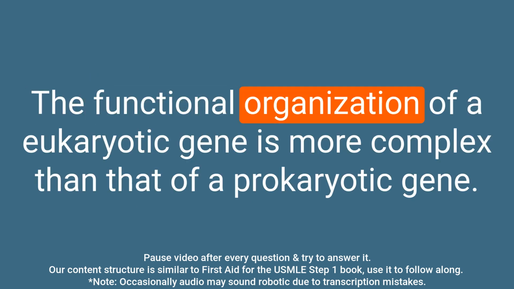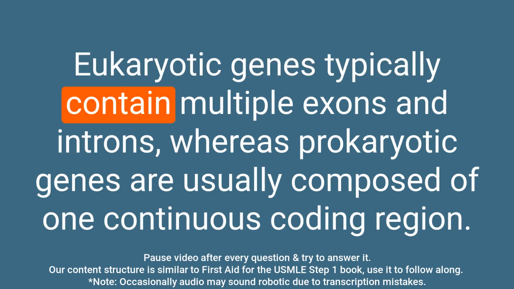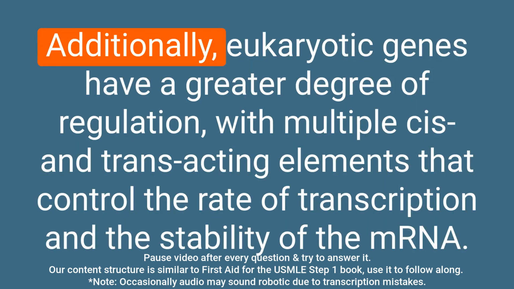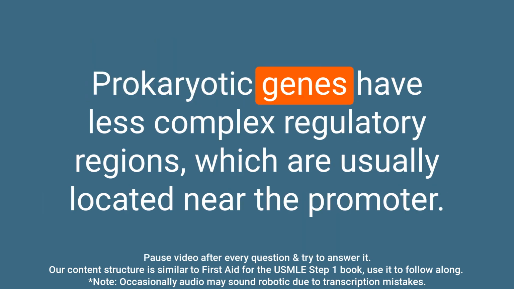Question: How does the functional organization of a eukaryotic gene differ from that of a prokaryotic gene? Answer: The functional organization of a eukaryotic gene is more complex than that of a prokaryotic gene. Eukaryotic genes typically contain multiple exons and introns, whereas prokaryotic genes are usually composed of one continuous coding region. Additionally, eukaryotic genes have a greater degree of regulation, with multiple cis and trans-acting elements that control the rate of transcription and the stability of the mRNA. Prokaryotic genes have less complex regulatory regions, which are usually located near the promoter.